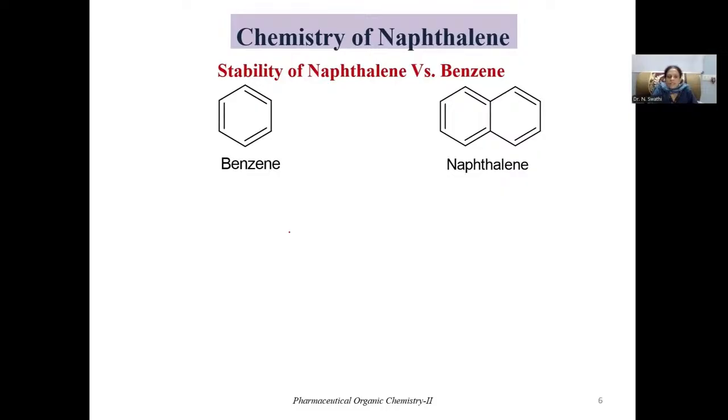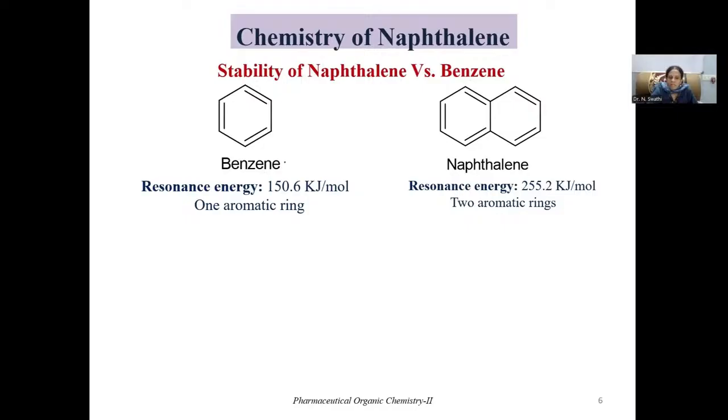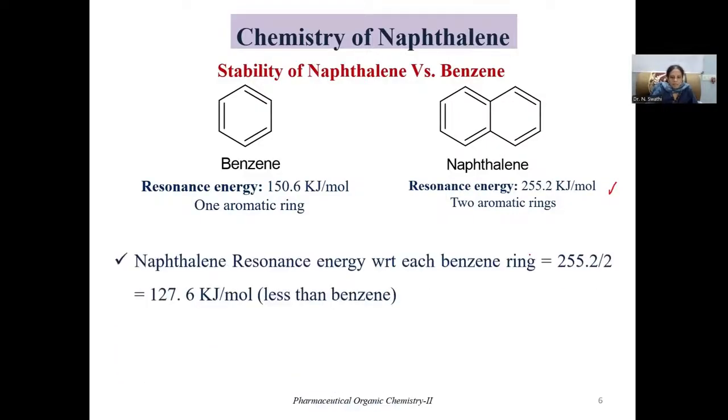Now let us compare the stability of naphthalene versus benzene. The structures of benzene and naphthalene are given here. The benzene resonance energy, as you are aware, is 150.6 kilojoules per mole. Benzene has only one aromatic ring system. Coming to naphthalene, the resonance energy of naphthalene is 255.2 kilojoules per mole, and naphthalene has two aromatic ring systems.